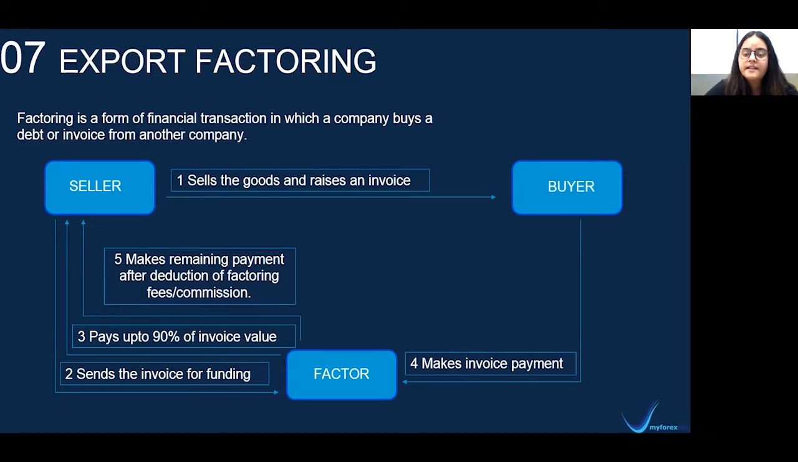Then the buyer makes the invoice payment to the factor. Once the factor receives the invoice payment, he then makes the remaining payment to the exporter after deduction of factoring fees or commission. The factor here assumes all the risk of the foreign buyer and makes sure that the seller receives the payment.